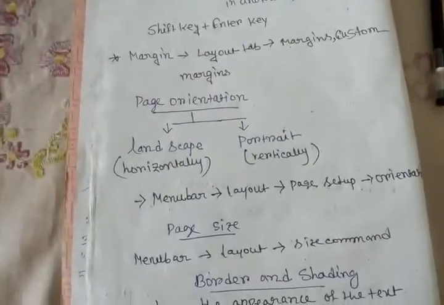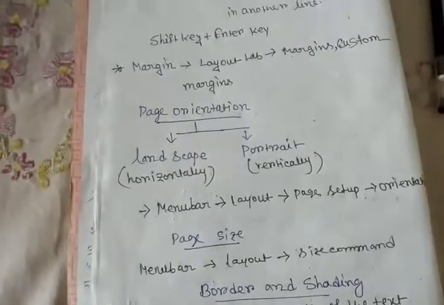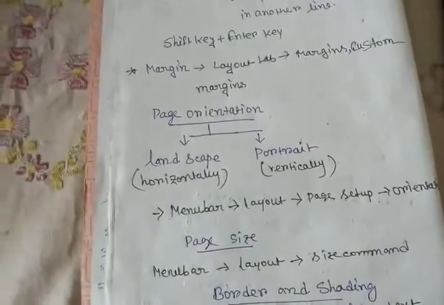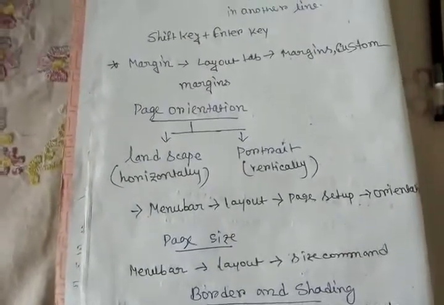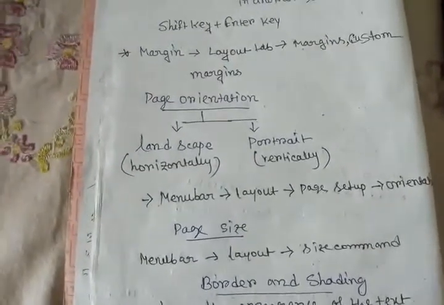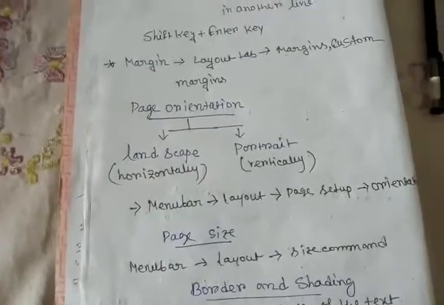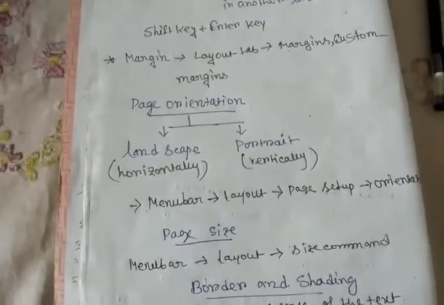Page orientation. MS Word offers two types of page orientation options. One is landscape and another is portrait. Landscape means the page is oriented horizontally and portrait means the page is oriented vertically.